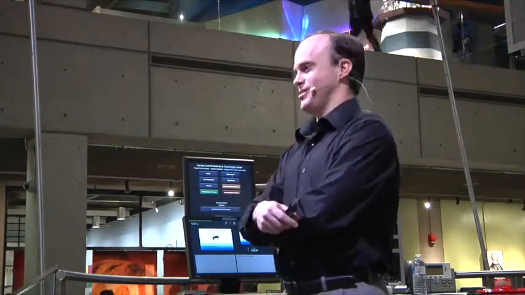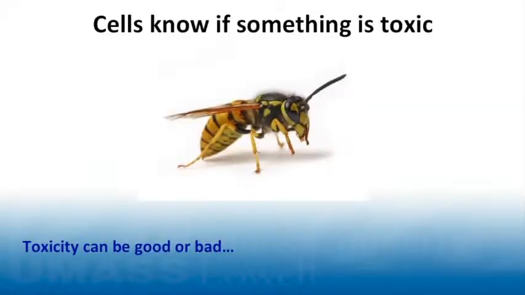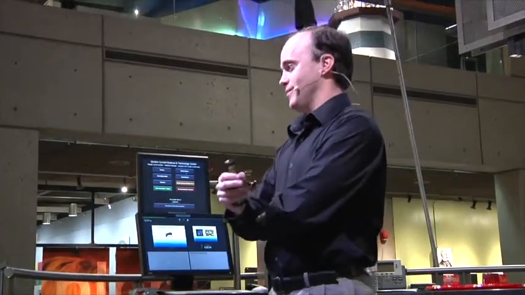How many people have been stung by a bee before? Probably just about everybody in the audience. Unfortunately, of course, some people are allergic to bee stings, but the rest of us, what happens when you get it? You get a welt. Now, that's not because your brain is sitting here saying, oh, I got stung by a bee, I better swell.